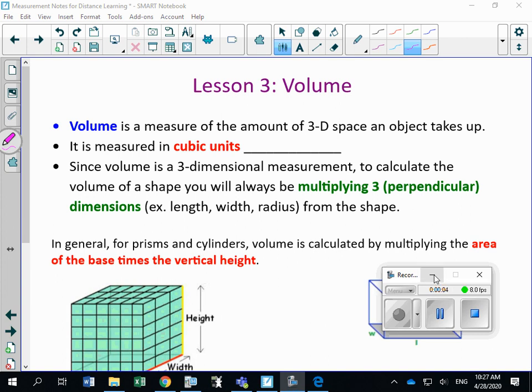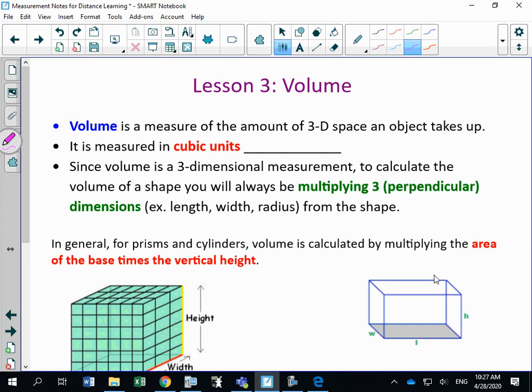Good morning, Math 10s. We're moving on to lesson 3 in measurement, which is on volume. And I'll say that most students tend to find volume much easier than surface area. They find that there's a lot less work to do with volume.